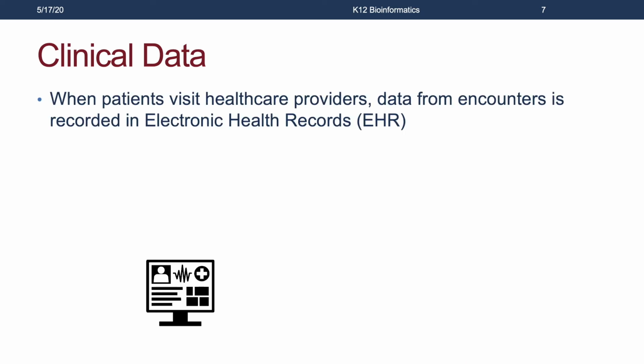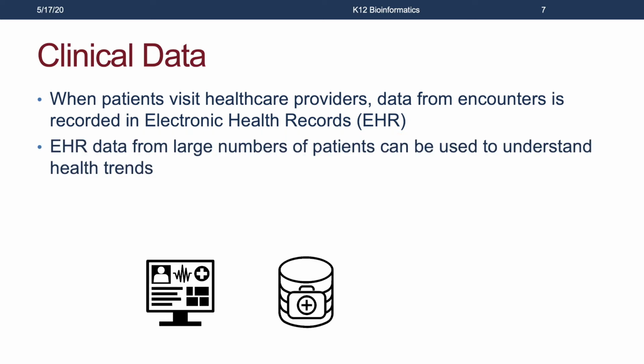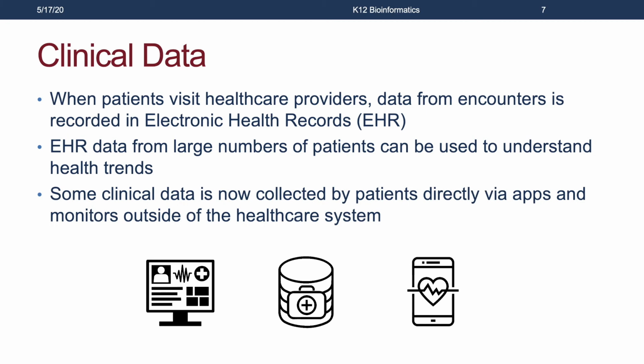Next, I will discuss clinical data. This is another type of data used for public health informatics. When patients visit healthcare providers, data from encounters is recorded in electronic health records, or EHRs for short. EHR data from large numbers of patients can be used to understand health trends. Some clinical data is now collected by patients directly via apps and monitors outside of the healthcare system, but this data can be integrated into EHRs or sent directly to a research study.